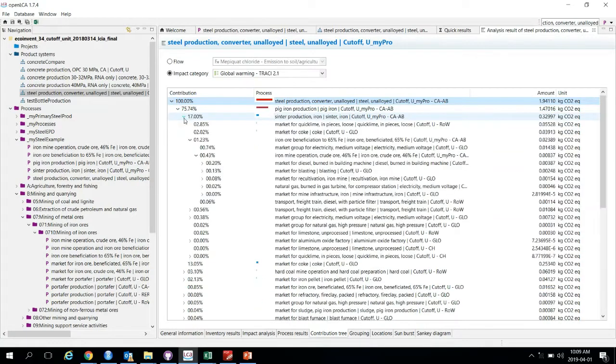So we can break that down even more, sinter production, and then we look at our key processes that we created. Iron ore beneficiation contributes 1.23%, but a certain percent of it is due to iron mine operation. So 0.43% of the total impact is due to iron mine operation.